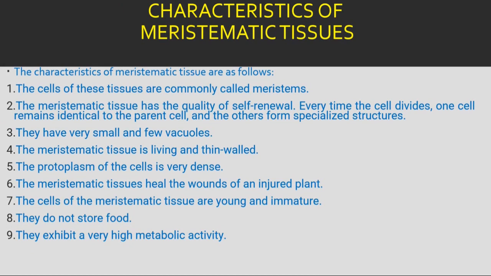These are the characteristics of meristematic tissues. The cells of these tissues are commonly called meristems, as we discussed in the previous topic. Meristematic tissue has a quality of self-renewal: every time the cell divides, one cell remains identical to the parent cell and the others form specialized structures.